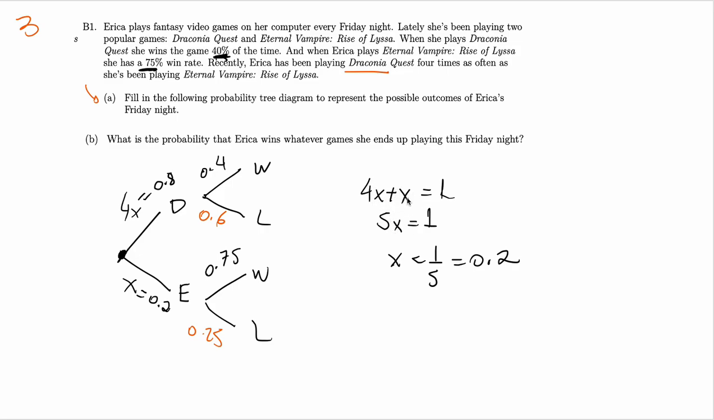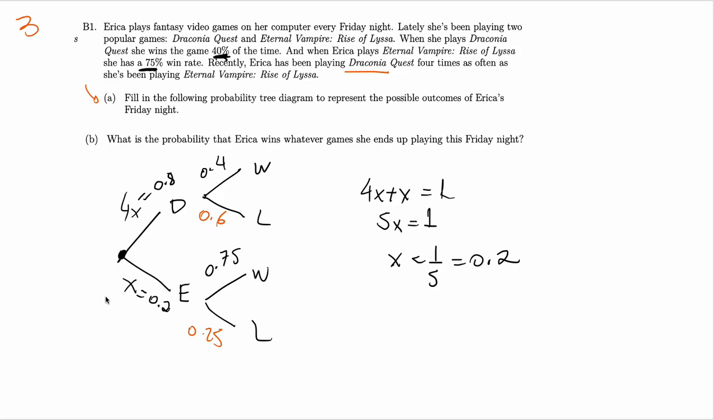So 4x plus x is 5x, right? So you have 4 times x plus 1 times x. 4 times apples, 4 apples plus 1 apple is 5 apples, so it's 5x equal to 1. And you solve for x. So you divide 1 by 5. 1 by 5 is 0.2. Okay. So I found the x. And given that the upper branch is 4x, this will be 4 times 0.2.